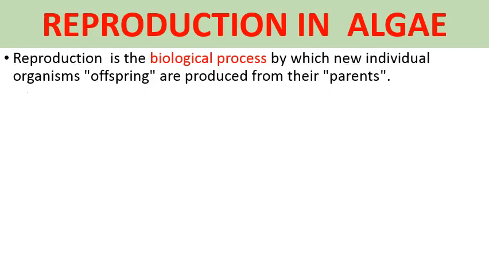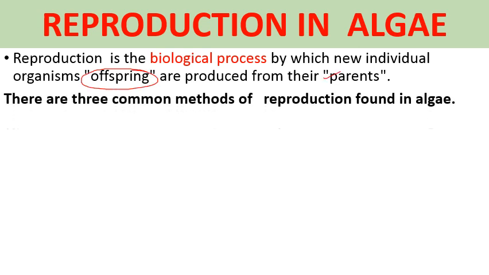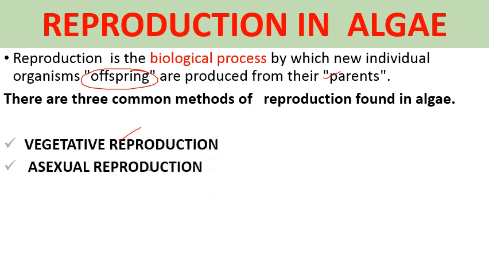Firstly, reproduction. This is a process by which a species is continued. This is a biological process in which a new individual or organism, offspring, is produced from its parents. This process is known as reproduction. There are three main common methods of reproduction found in algae, which include vegetative reproduction, asexual reproduction, and sexual reproduction.